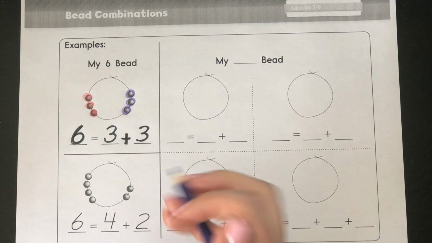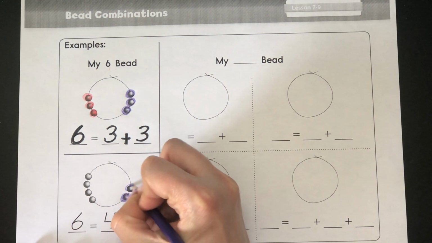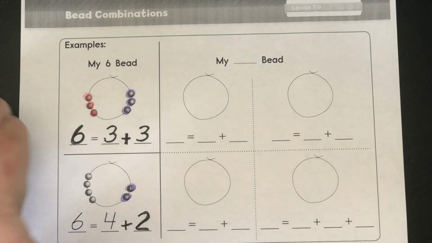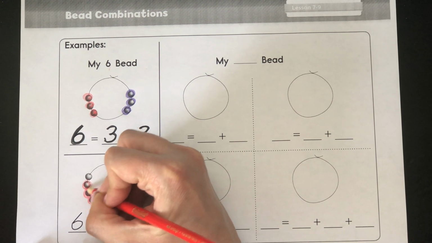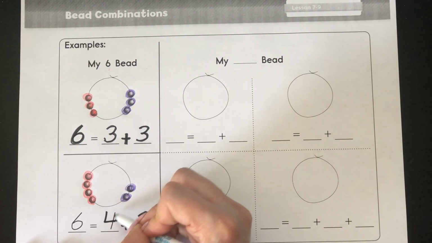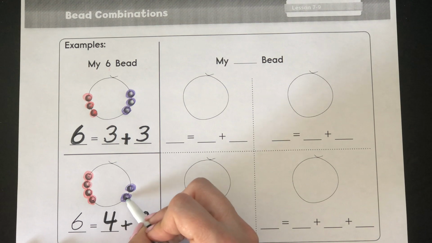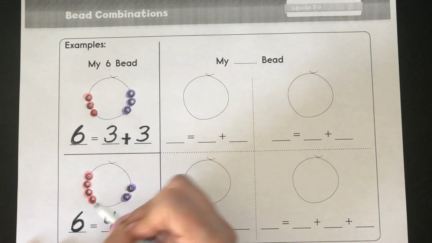Down here, you can see that they had 2 purple beads. They put that together, or added it, with 1, 2, 3, 4 red beads. And 1, 2, 3, 4, 5, 6. When you add them all together, put all those beads together, they got 6.